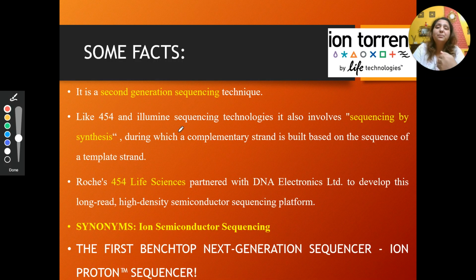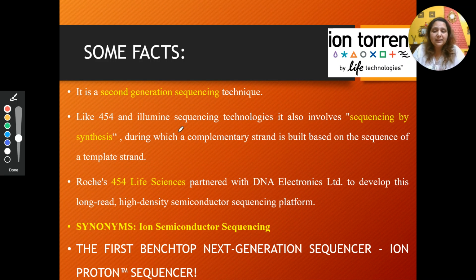As the nucleotides are being added to the sequence, there is generation of a signal which is detected by the detector, and therefore we get to know the composition of that particular sequence. So this is sequence by synthesis. Similar to 454 and Illumina, in Ion Torrent also there is sequence by synthesis. That is, here also the nucleotides will be incorporated into the DNA strand. That means the complementary strand will be synthesized during this sequencing process.